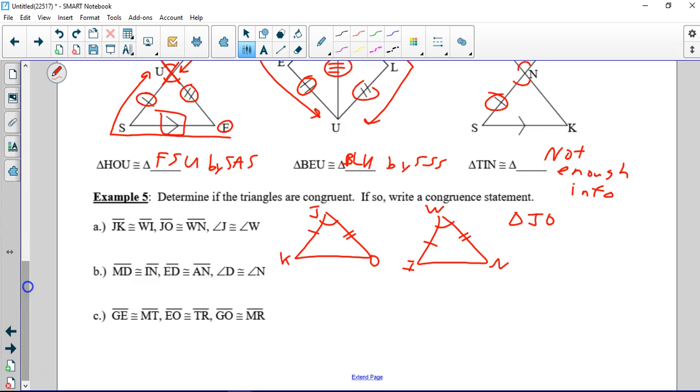Triangle J, O, K is congruent. Now, once again, I'm starting at the included angle on this one. So I'm going to start here. And I travel down Highway 2, so I'm going to travel down Highway 2 here, W and I. Triangle. And we say by SAS.